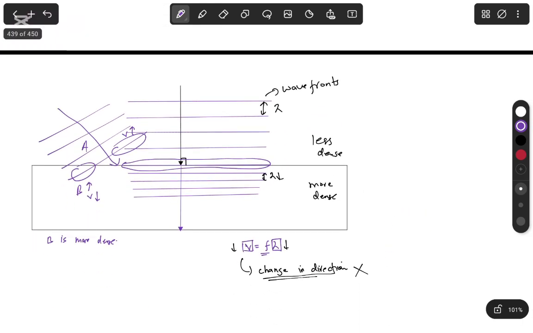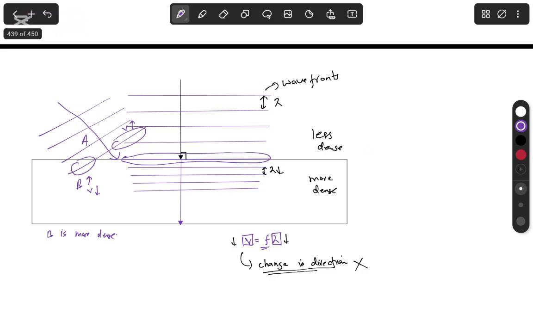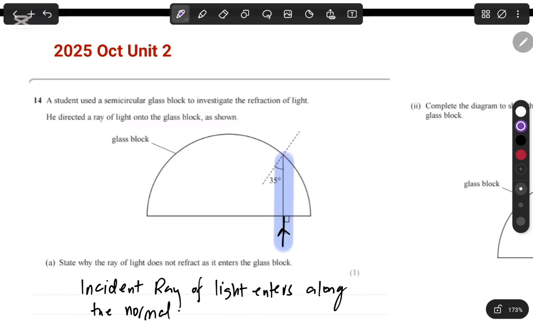I wanted to emphasize this. I could have just written it down, but this is an important point, so keep this in mind. This has come up before as well. Coming back to the question, here we have air. I don't think they have specified it. And here we have the glass block.